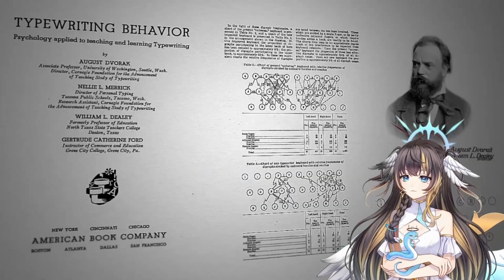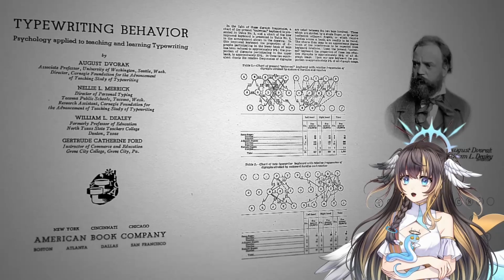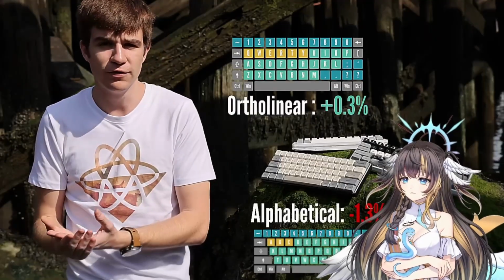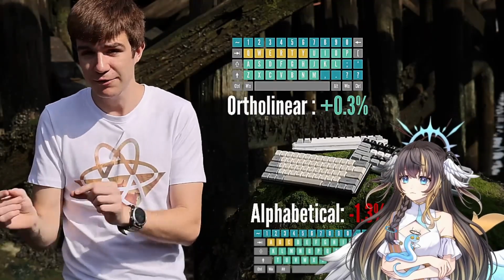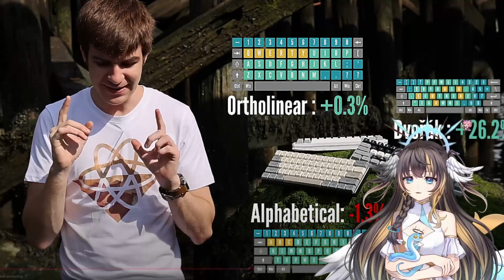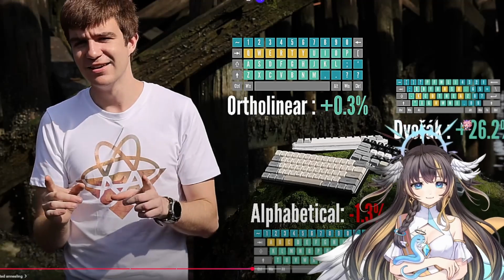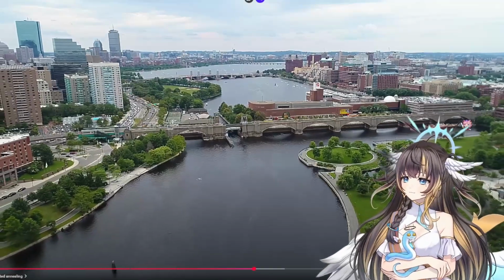Obviously, I'm not the first person to try optimizing keyboard layout using science, and the most popular QWERTY alternative, known as Dvorak, based on letter frequency, gets a 26% improvement. The person who did it is probably Dvorak. Fantastic, but I think we can do better.